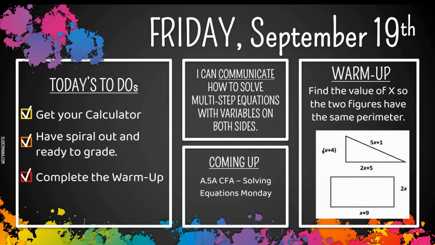So I would say x plus 4 plus 5x plus 1 plus 2x plus 5 is equal to, well, 2 times 2x, right? Rectangle has 2 of those side lengths, plus 2 times x plus 9. And then I can distribute, combine like terms, and solve for x.